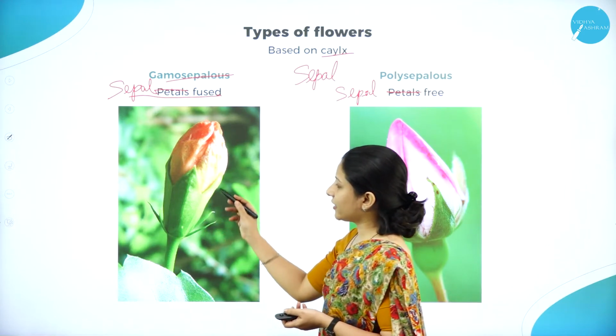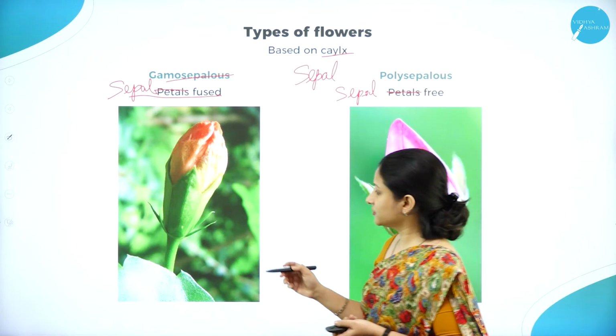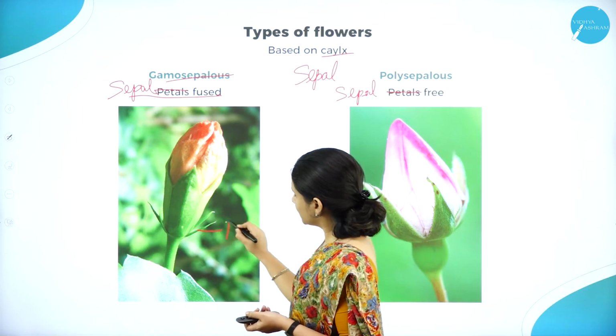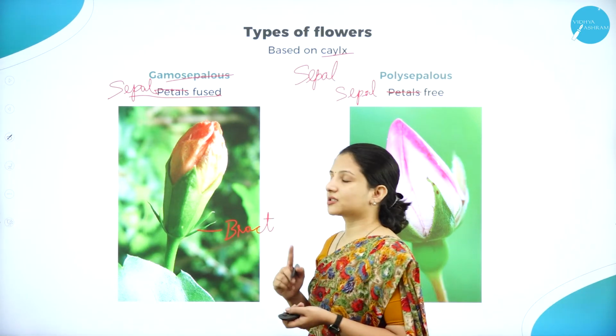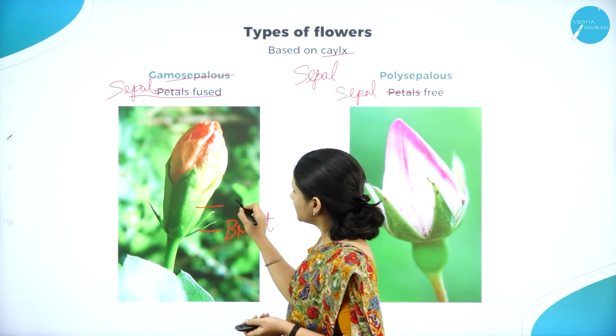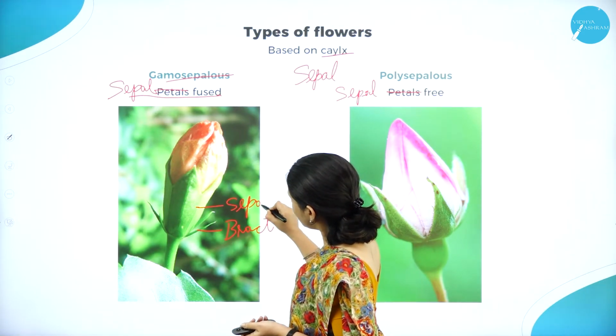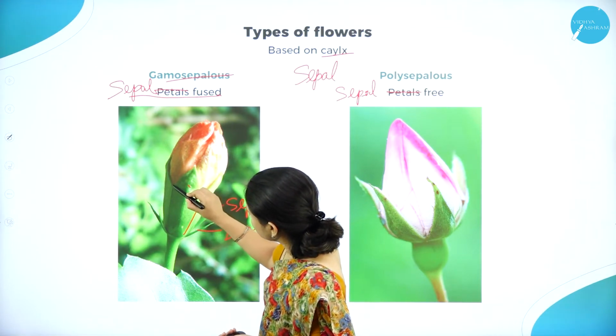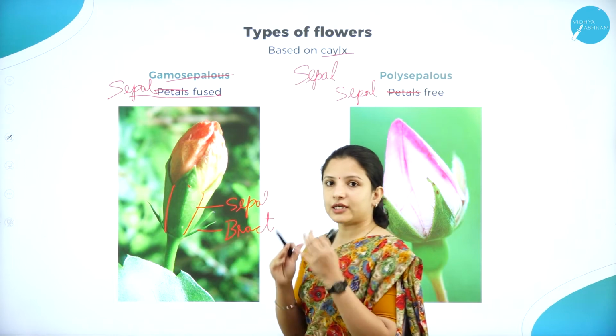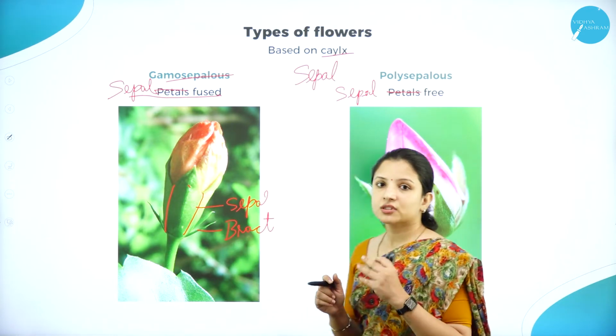So can you see here? I have taken the example of a hibiscus bud. So can you see here? This is the bract. So bract is present in hibiscus. I had given you the example earlier. So this is the sepal. So can you see here? The sepal is fused. So each base of the sepal is fused to one another. They are fused. So that is why it is called gamosepalous.